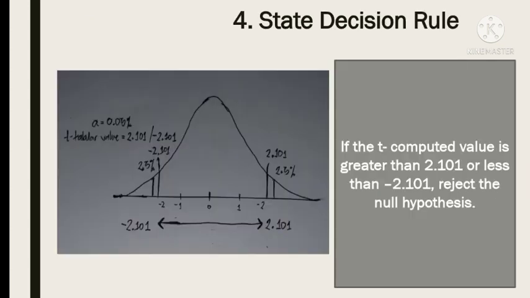So now we're going to state the decision rule. We have here a representation of a curve in which the level of significance is 5% and is cut into two sides since we are applying a two-tailed test. So in both sides there is 2.5%. And the t-tabular value is positive and negative 2.101. And these will serve as the area of rejection. So the decision rule is if the t computed value is greater than 2.101 or less than negative 2.101, we're going to reject the null hypothesis.